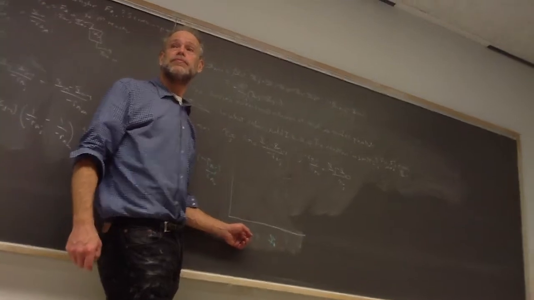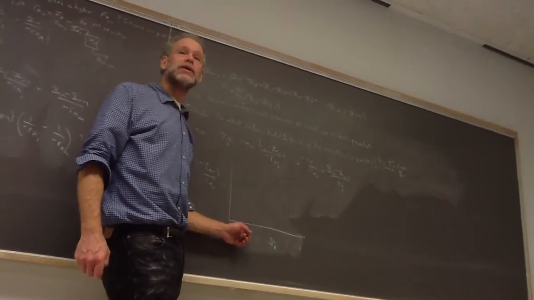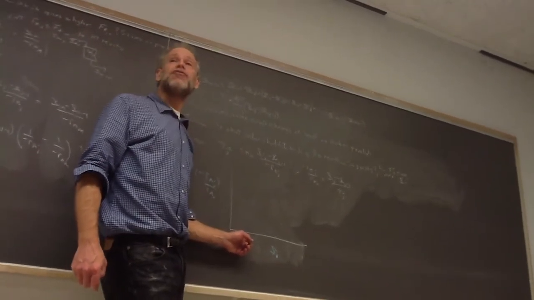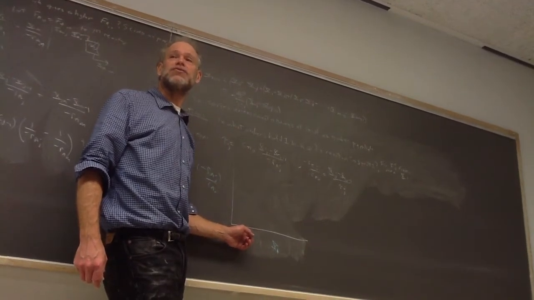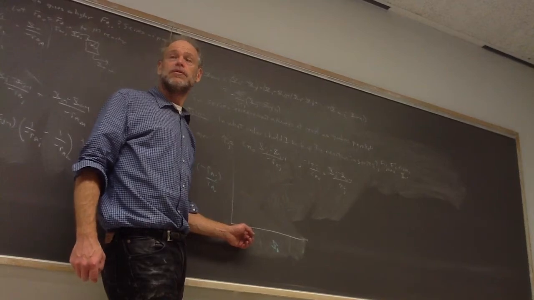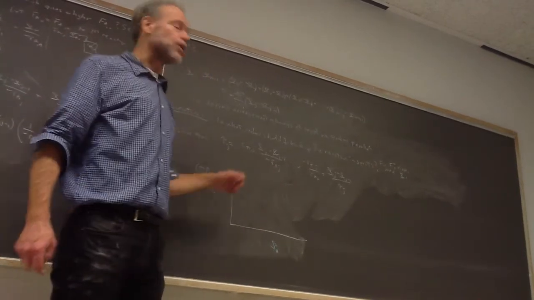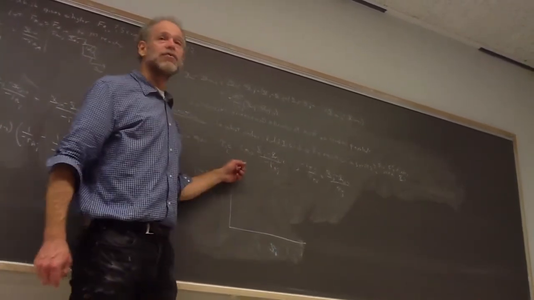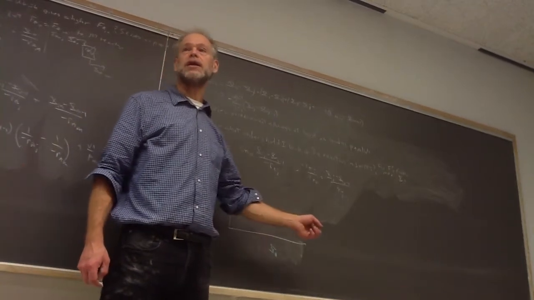Lower x, you have more reactant. More reactant, if I have a monotonic rate function, means faster or slower reactions? Faster. So in general, if I have a monotonic reaction, it's going to be highest here and go down monotonically.